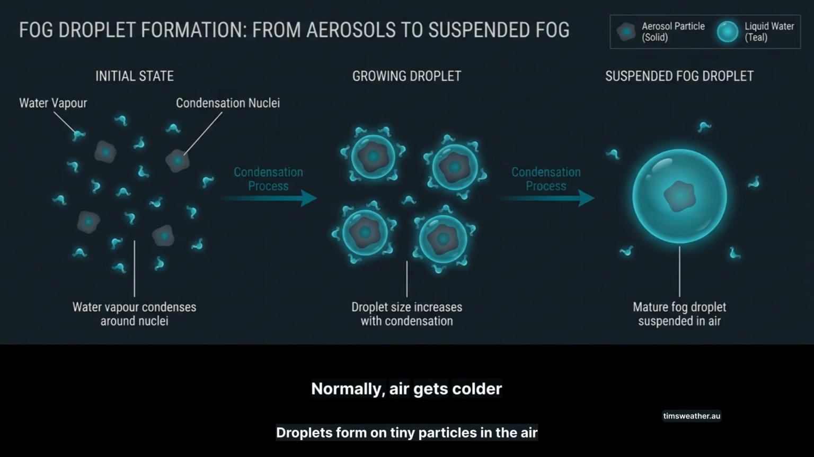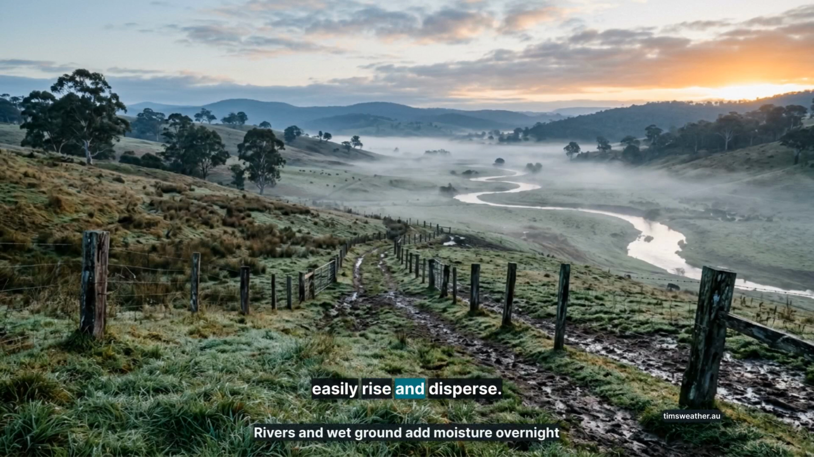Normally, air gets colder with height. In an inversion, warmer air sits above colder air near the ground, acting like a lid. That lid limits mixing, so the cold, moist pool cannot easily rise and disperse. Light winds help the inversion survive. Stronger winds usually stir the air, break up the cold pool, and make fog less likely.